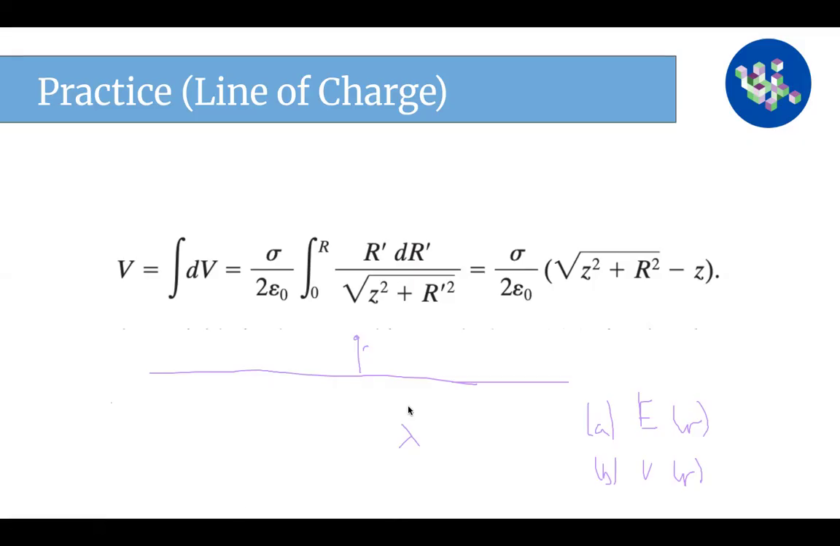Oh, by the way, just a note for finding V(r): don't set it to zero at infinity. Let's do a general case where the potential is zero at a distance r0 from the wire.